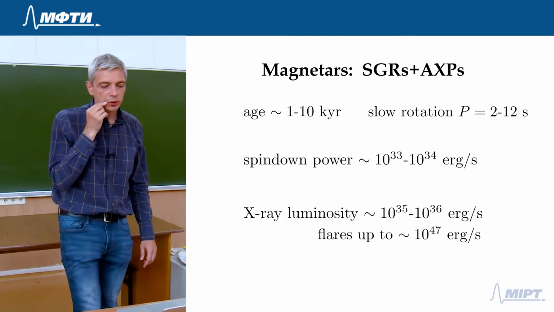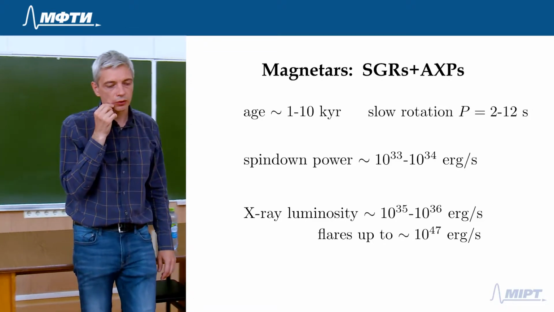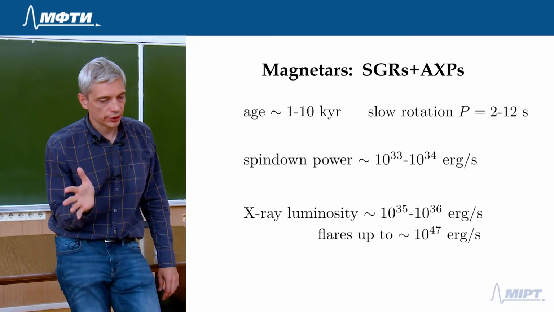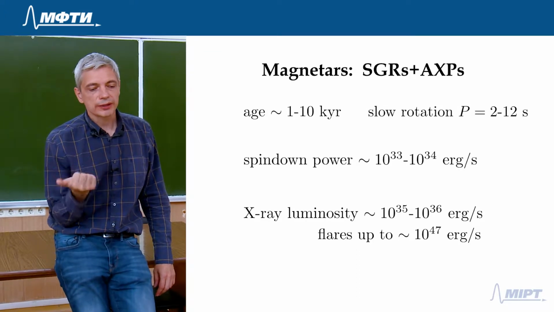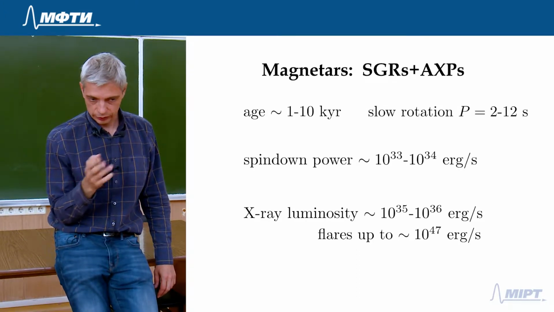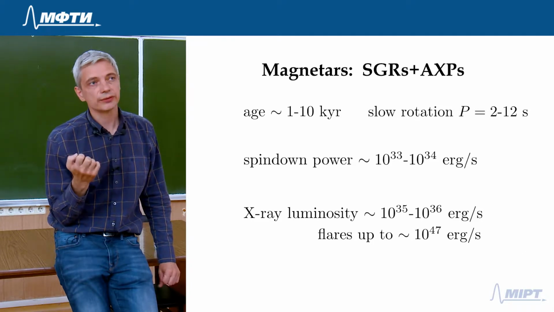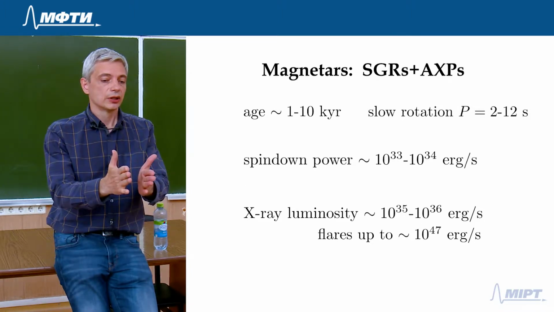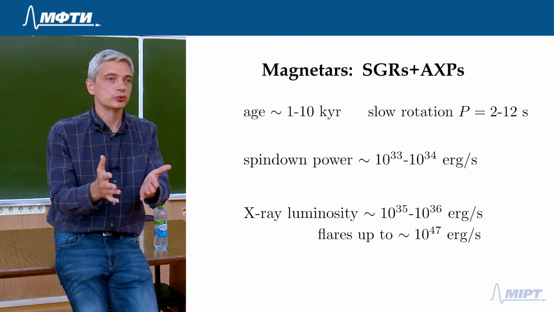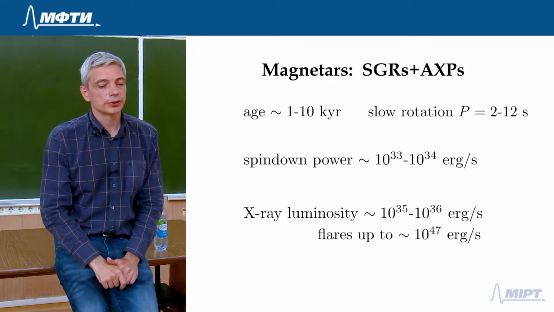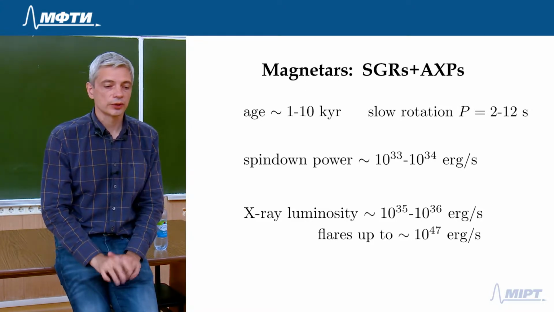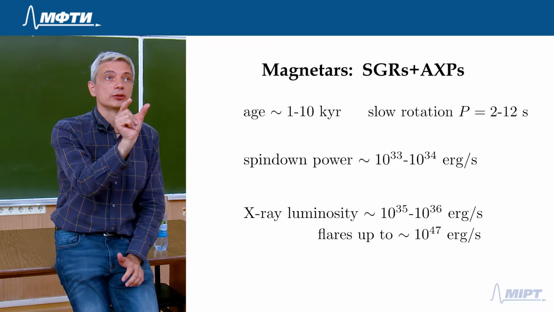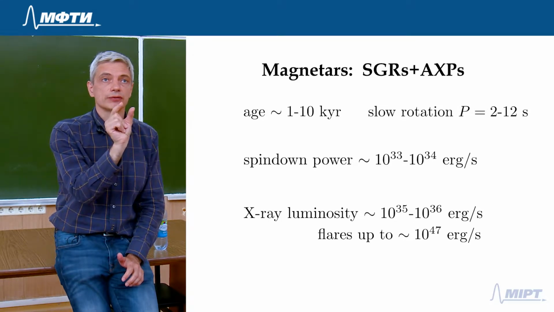So to summarize their properties, these are objects which are typically 1 to 10 kilo-year in age. They're rotating remarkably slow for their age compared to normal pulsars, like Crab, which has a 33 millisecond period. And these guys have periods comparable to 10 seconds, but more than 2 seconds. By the way, another remarkable property is by now we have almost 30 well-confirmed magnetars, and they all have periods in a narrow range between 2 and 12. It's only a factor of 6.